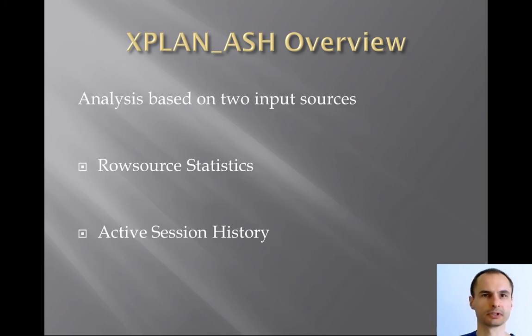Explain-Ash in principle uses two input sources that you can use. One is the so-called row source statistics. Row source statistics is basically an additional code path in the Oracle engine that you can enable via some underscore parameters, or there are also some official ways to enable it, for instance setting statistics level to all, or using the unfortunately not really documented gather plan statistics hint, or simply by enabling SQL trace.